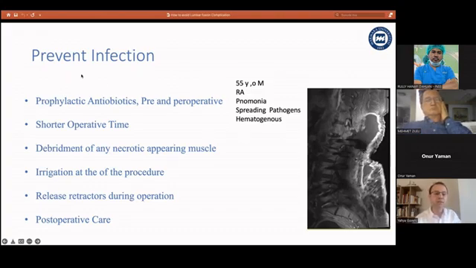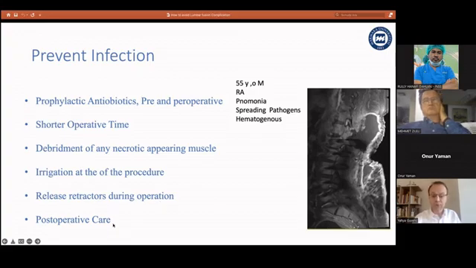So how can we prevent infections? We use prophylactic antibiotics pre- and perioperatively. If operation time is long, we add a new dose of antibiotic during the operation, and sometimes we put antibiotics on the screws. We also prevent infections with shorter operative time, debridement of any necrotic-appearing muscle at the end of every operation, and irrigation of the wound. Sometimes we use 1 liter of physiologic serum for washing everywhere if we make long level instrumentation. Another important thing is releasing retractors during the operation.